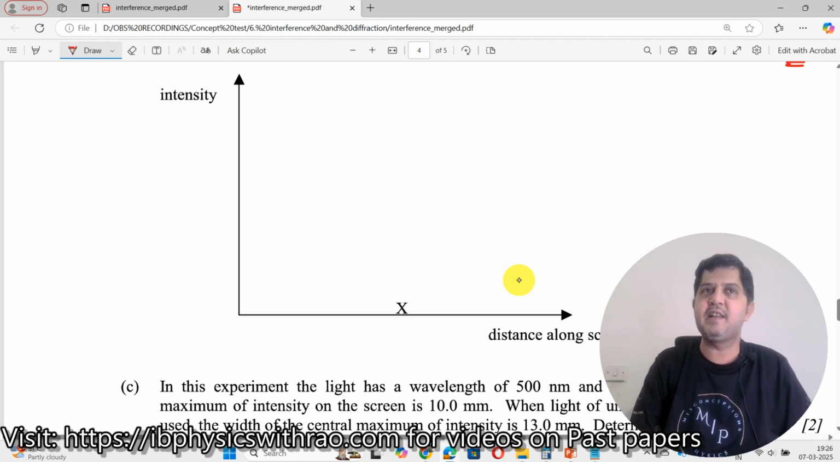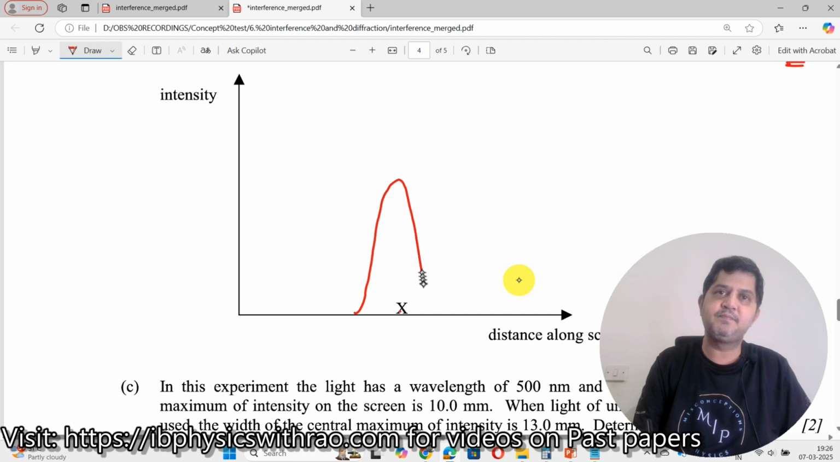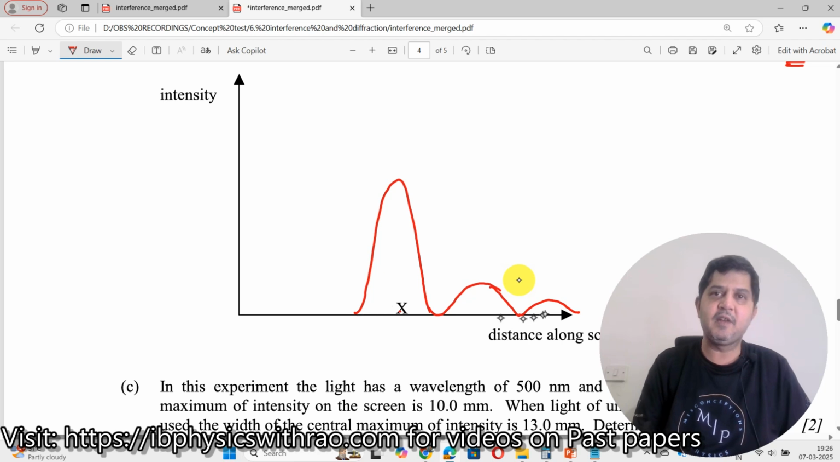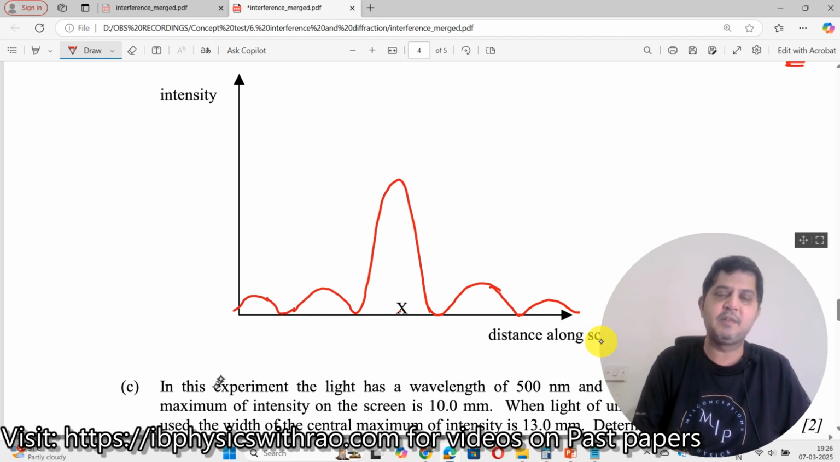So this is for a single slit diffraction. Remember, it's not for interference. So what will happen? At the point X, you will get a maximum, and this should be symmetrical. After that, what happens? You should have one minima here, one secondary maxima here, and one more maxima here. This keeps on going if I keep on writing it. Once again, I get one maxima here, and then one more maxima here.